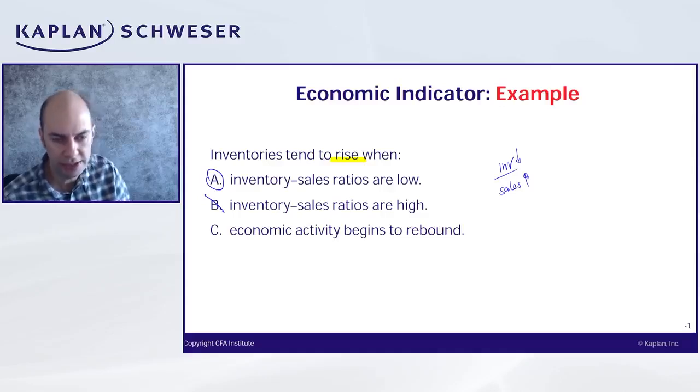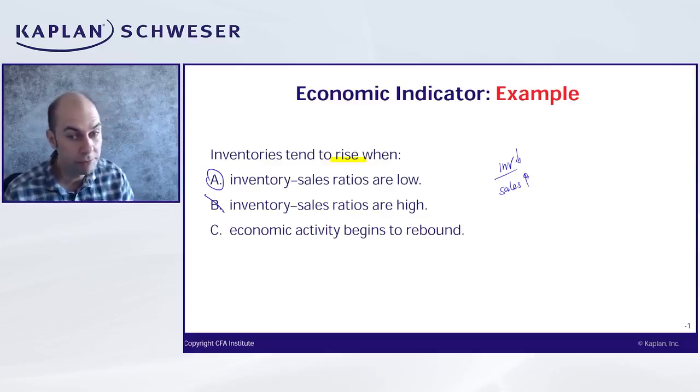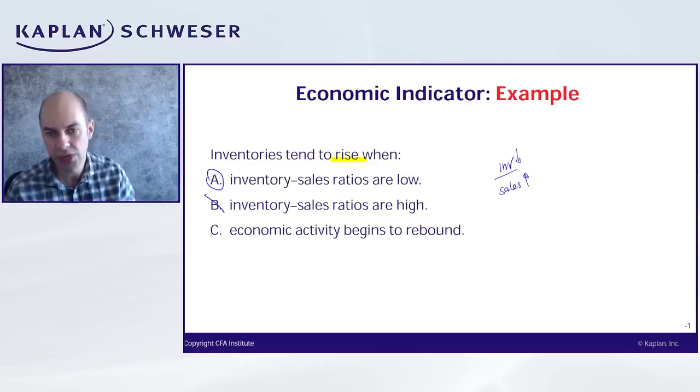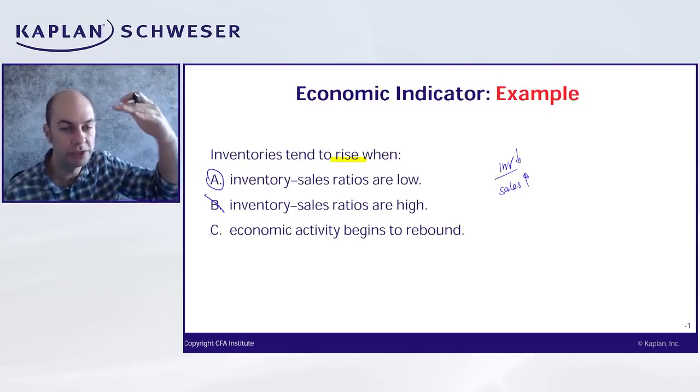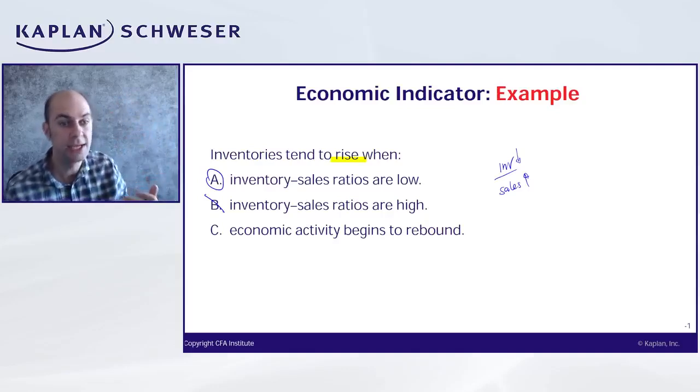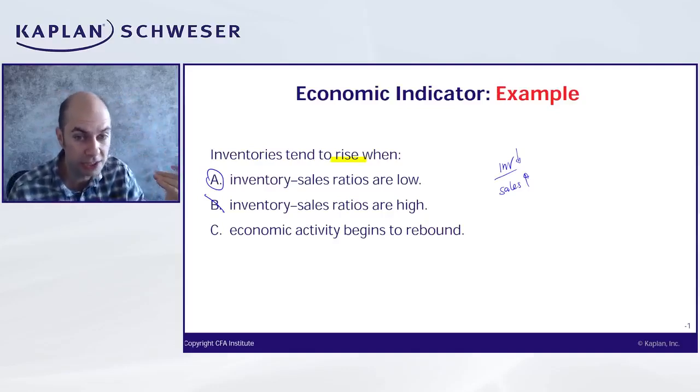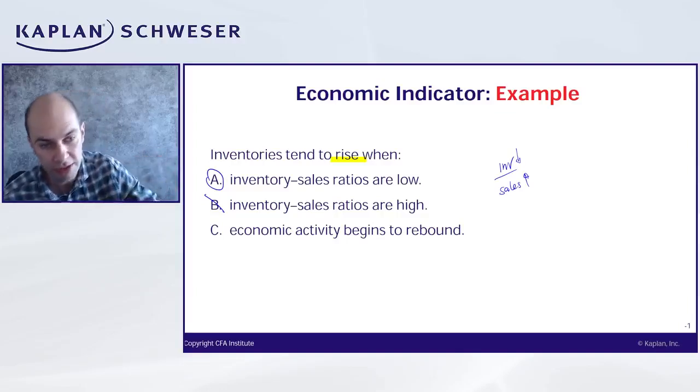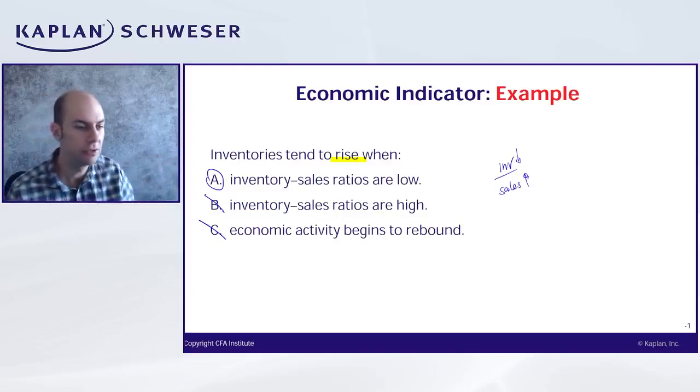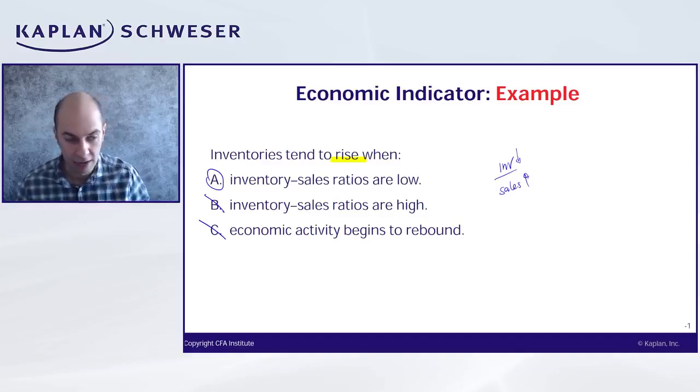Charlie, economic activity begins to rebound. Okay, so when economic activity begins to rebound, what's going to happen is your sales are going to pick up, and the rate of sales will probably outweigh the rate of purchase of new inventory. So inventories are likely to start dropping, sales are likely to start rising. So that should lead to a drop in the inventory sales ratio. So therefore, that's also not going to be our answer, and therefore we are going to be selecting Alpha.